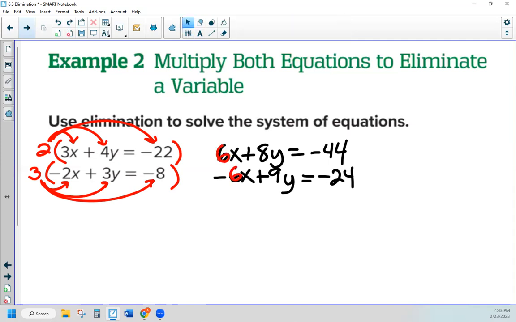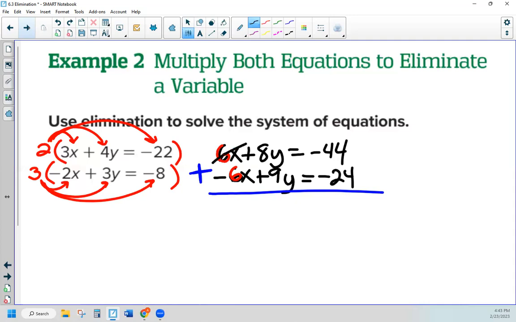All right. So now that we know that our sixes are opposites in sign, you have a positive 6 and a negative 6, I am going to choose to add. Adding opposites is what cancels them out. So let me do it in a different color. Cancel, cancel. And then black. All right, so I got a plus 9 right here. That's going to get 17y.